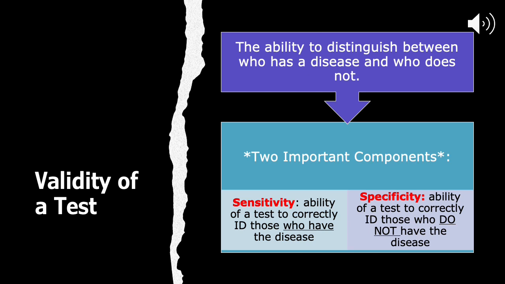You guys, we've already talked about sensitivity and specificity. Again, sensitivity is the ability of a test to correctly identify those who have the disease, and specificity is those who do not have the disease.